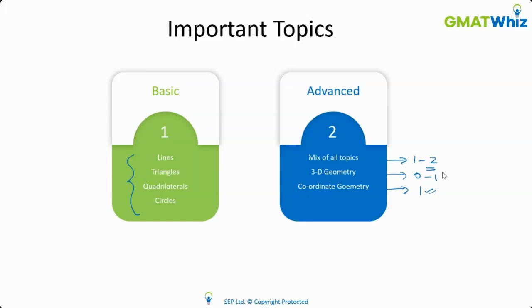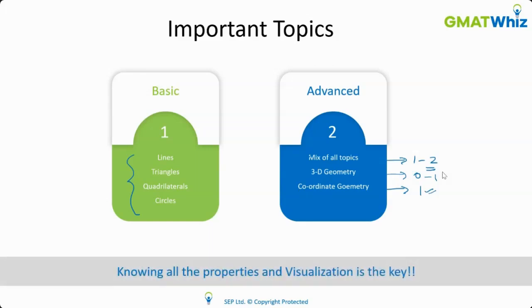Having said that, to do well in geometry in general, I believe there are only two things that you need to be good at. One is knowing all the properties, because without that, believe me, you cannot do well at all, be it the basics or the advanced questions. Say if you don't know the properties of the diagonal, for example, you will not be able to solve the question come what may.